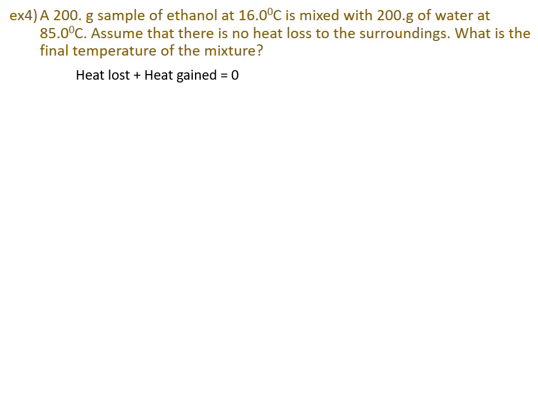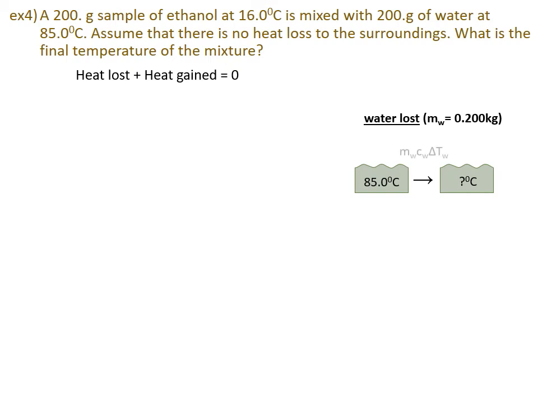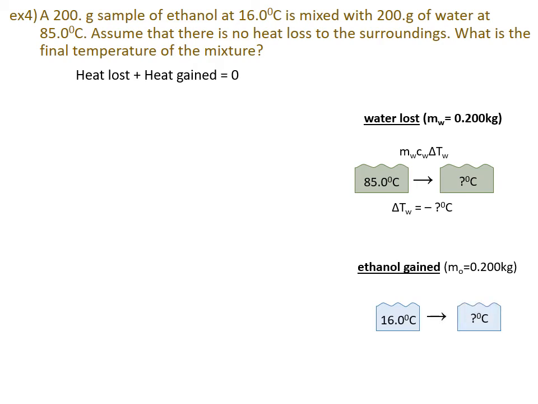We'll draw our picture off to the side. Who was losing heat? Well, it's the water. It went from 85 degrees Celsius down to whatever that final temperature is. It's just a change in temperature, so Q equals mcΔT. And we don't know how much the water is going down in degrees Celsius. And who gained heat? Well, it's the ethanol, because the ethanol was at 16 degrees Celsius, and it will warm up to, again, whatever that final temperature is.